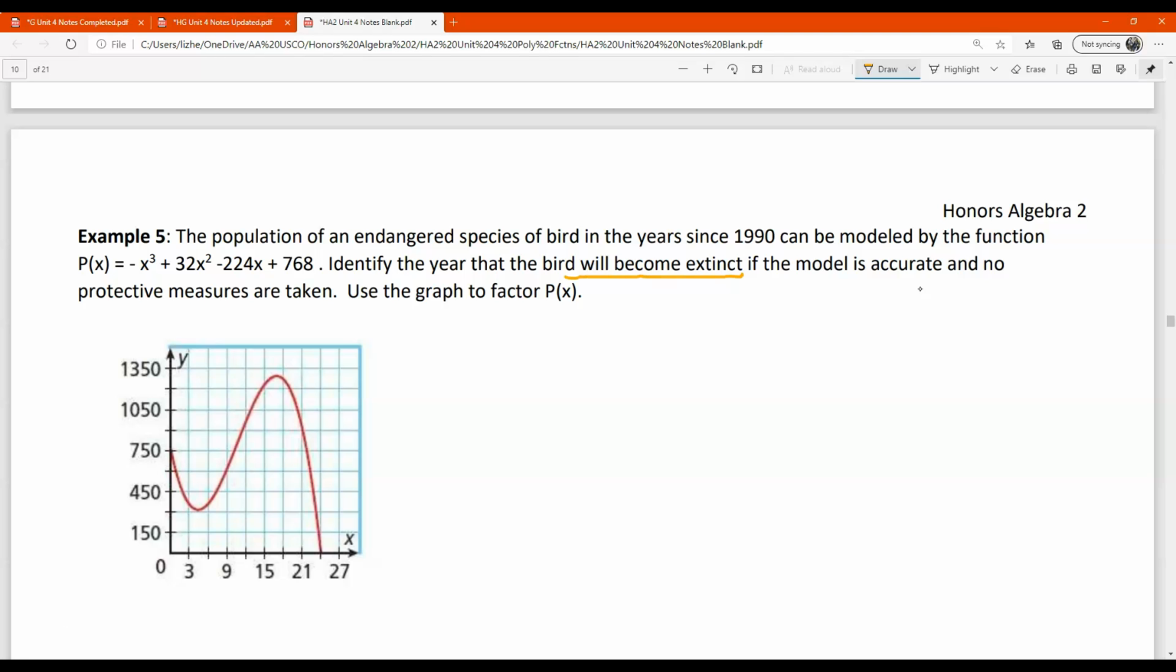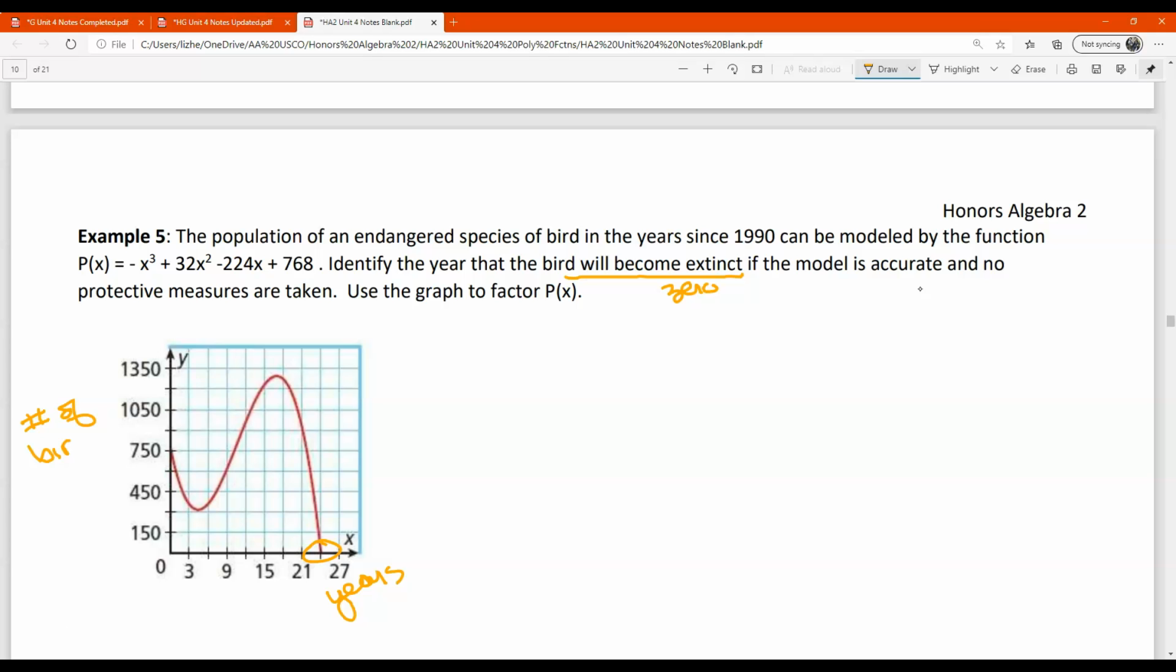So if it is extinct, that means there are 0 birds left, right? This is number of birds. This is years. So if it's extinct, that means it's a 0. That's what it's saying. What is the 0? Does that make sense? It looks like the 0 is at 24, but we are going to verify that.